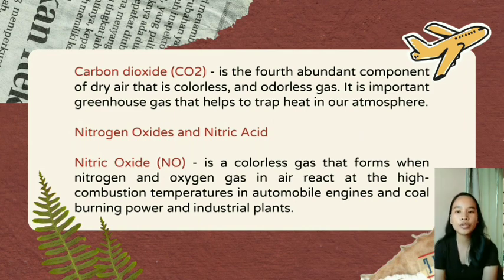Another is the nitrogen oxides and nitric acid. Nitric oxide is a colorless gas that forms when nitrogen and oxygen gas in air react at high combustion temperature in automobile engines and coal burning power and industrial plants. Lightning and certain bacteria in soil and water also produce nitric oxide as part of the nitrogen cycle.